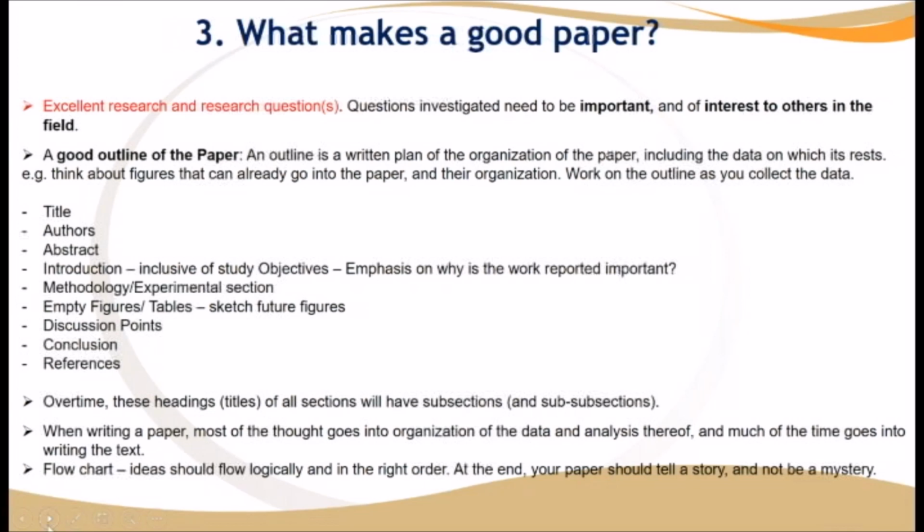You don't even have to wait until you have collected tons and tons of data. It's a plan already. So what goes into the outline? Already you can put the title, the authors, the abstract, the introduction, the methodologies, and empty figures or tables. You can even sketch them freehand, the figures that you envisage will form part of the paper. Then the discussion points: in point form, what sort of things do you wish your paper to discuss?